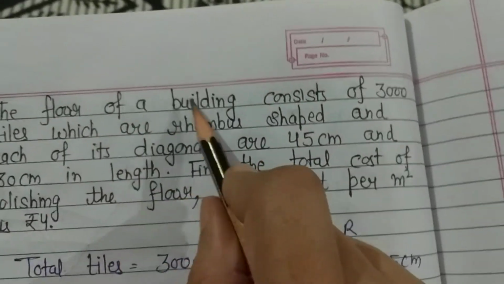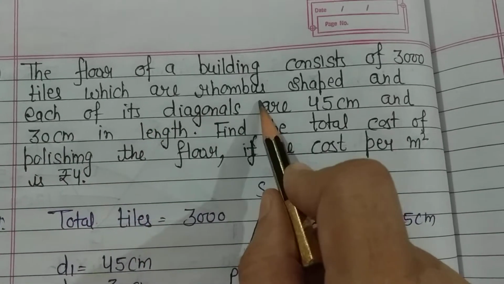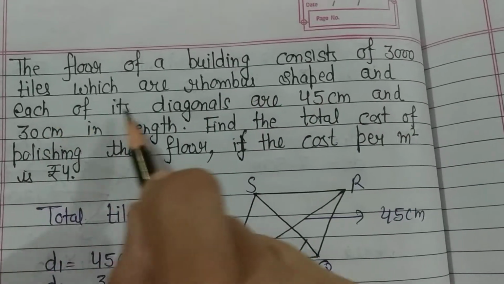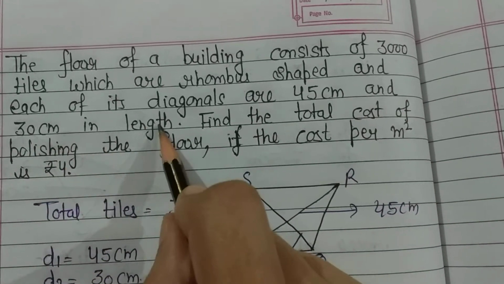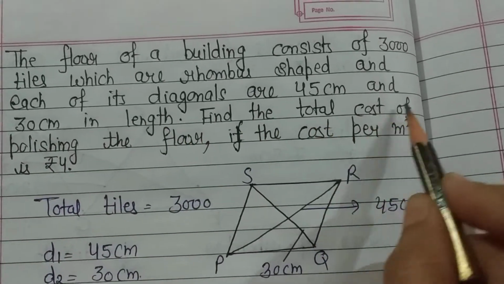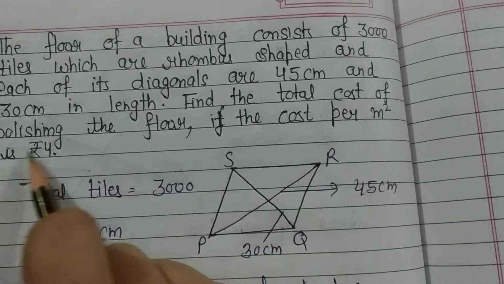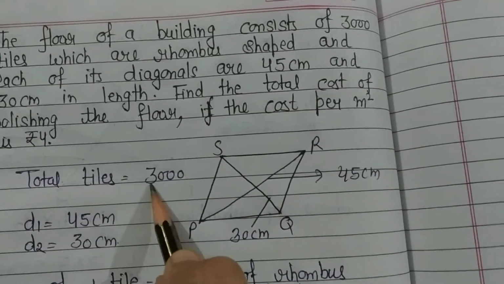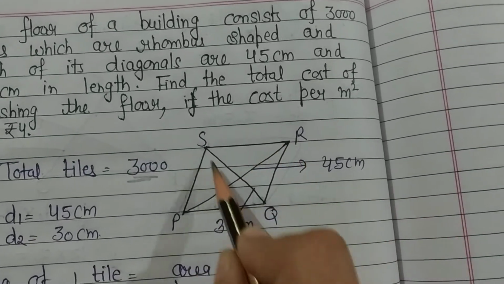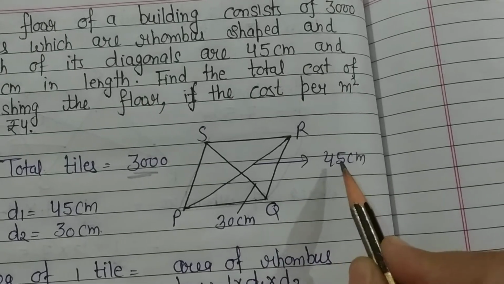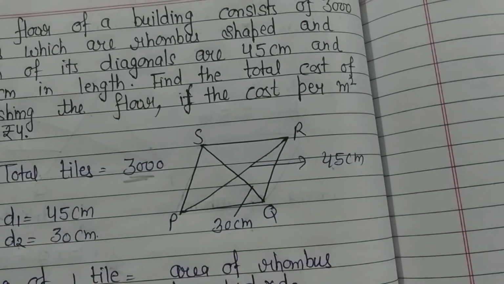The floor of a building consists of 3000 tiles which are rhombus shaped, and each of its diagonals are 45 centimeter and 30 centimeter in length. Find the cost of polishing the floor if the cost per meter square is rupees 4. Now here the total tiles are 3000 and one tile is in the shape of rhombus whose diagonals are given, 45 centimeter and 30 centimeter, means D1 and D2 are given.